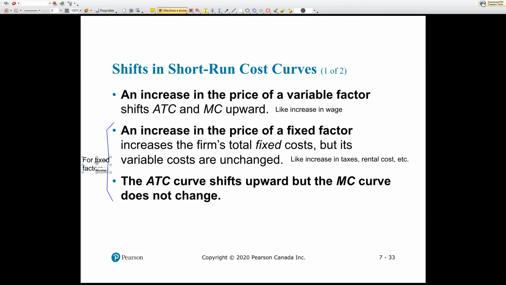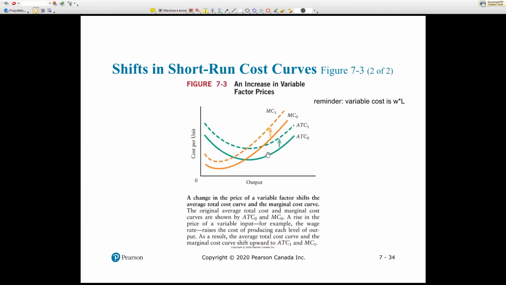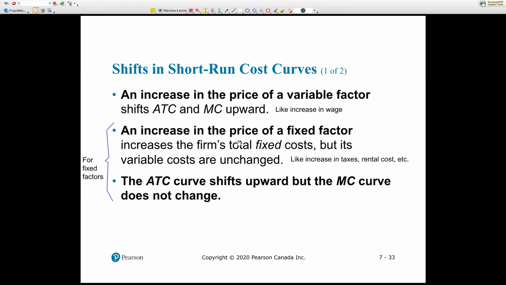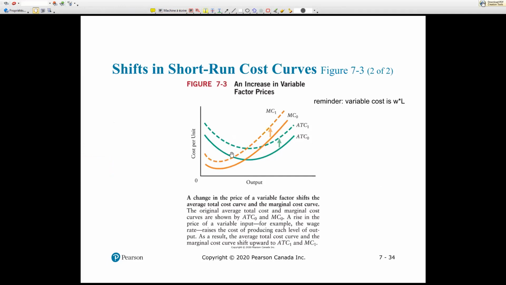So you're totally right. If we're talking about variable factors, then of course they shift upward. That's what we just saw here. So they shift upward. But if it's a fixed cost, then what that would do is shift average total cost up, but that wouldn't affect marginal costs. So the marginal cost would stay there, but total cost would shift up.